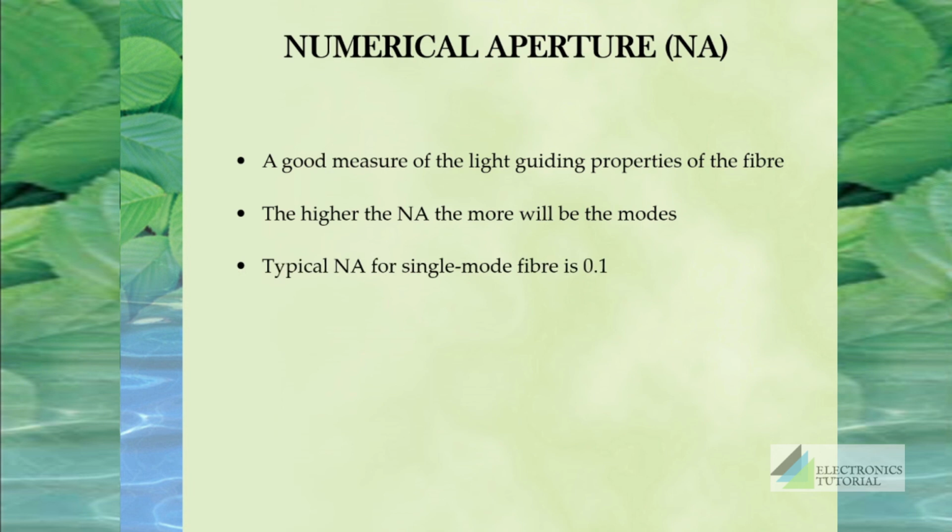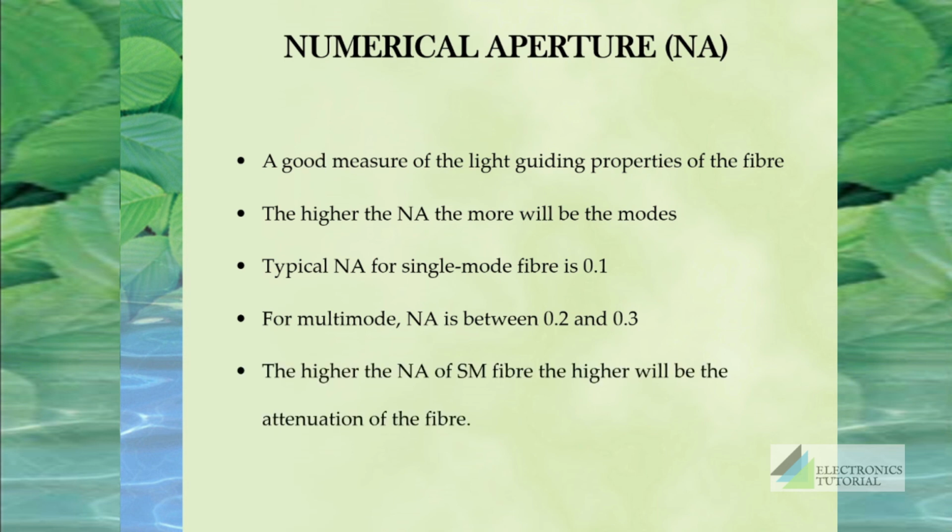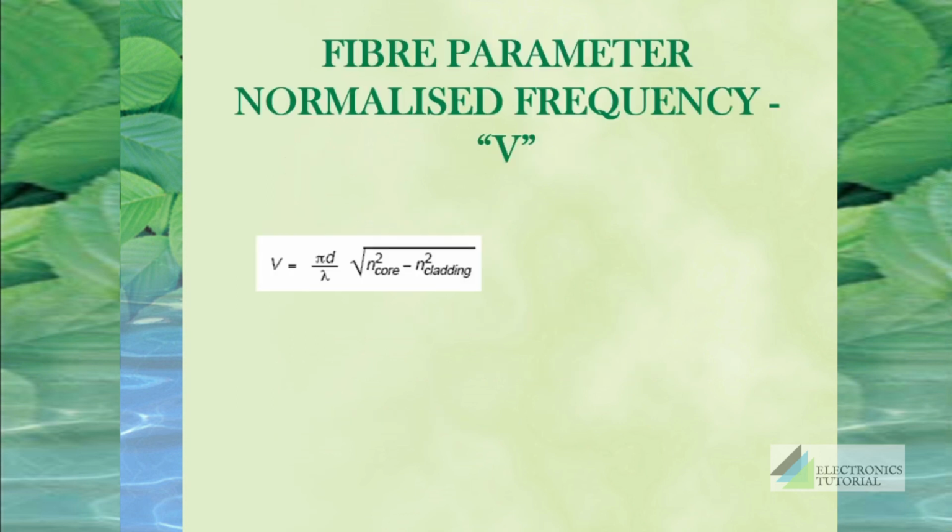For a single mode fiber, the typical value of NA is 0.1, and for a multimode fiber, it is between 0.2 and 0.3. For a single mode fiber, if the NA value is higher, then the attenuation is also high. Similarly, with a multimode fiber, if the NA value is higher, then there will be a greater level of dispersion. Thus, numerical aperture is related to a number of fiber characteristics.